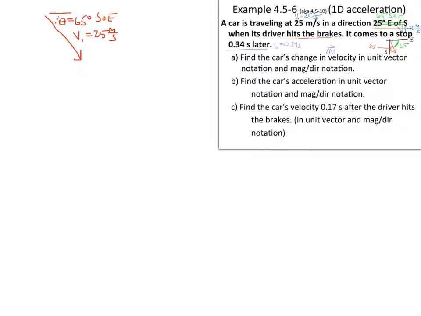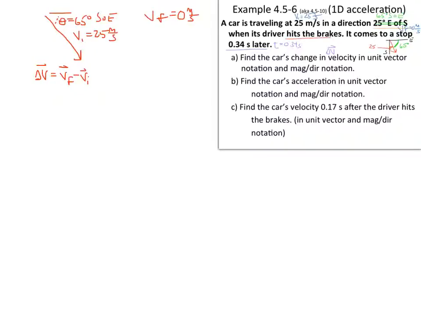Okay, so that's our initial velocity. What's our final velocity? Well, final velocity equals 0 meters per second. That's not hard. All right, so our change in velocity, or delta V, is going to be V final minus V initial, because delta always means change, and change always means final minus initial. Okay?